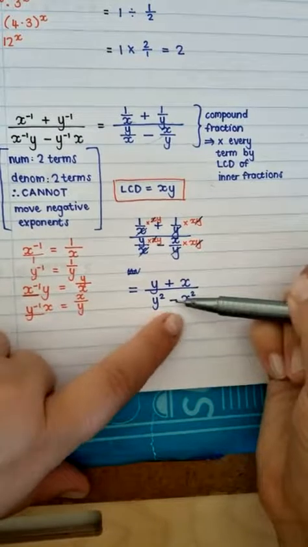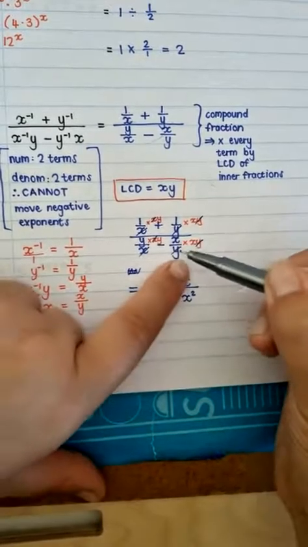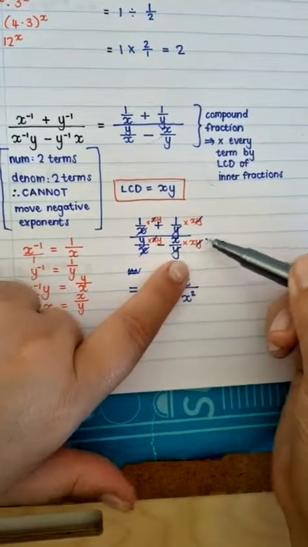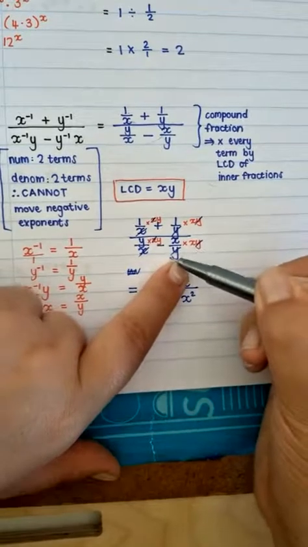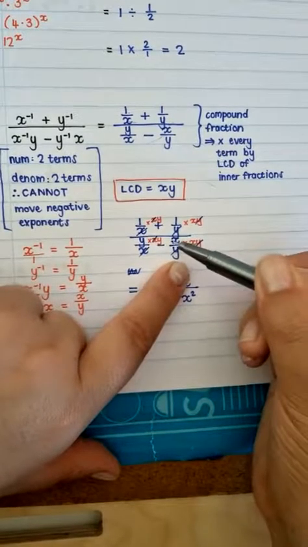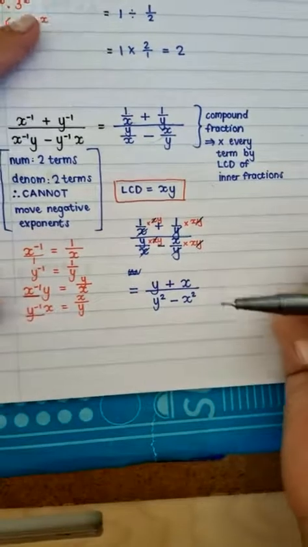Then I have a minus, and then here, x over y times xy, the y from the LCD cancels out the y from the denominator. I'm left with x times x, which is x squared.